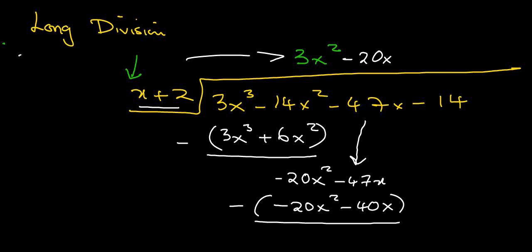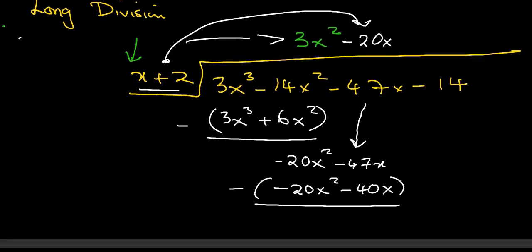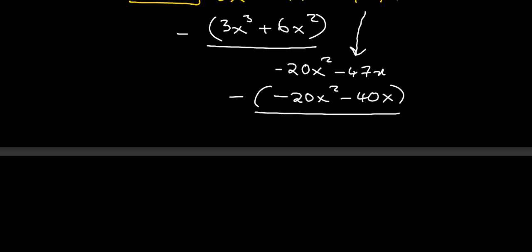Not here, 47. No, we multiply with the number which is on top. So 47 came down. To get these terms here, we are multiplying these two by the number which we've put on top. So x times negative 20, again 2 times negative 20. Then we find the difference now. This will disappear. Then negative 47 minus negative 40 is simply going to give us negative 7x, right? Yes. Then you bring the 14 down there.